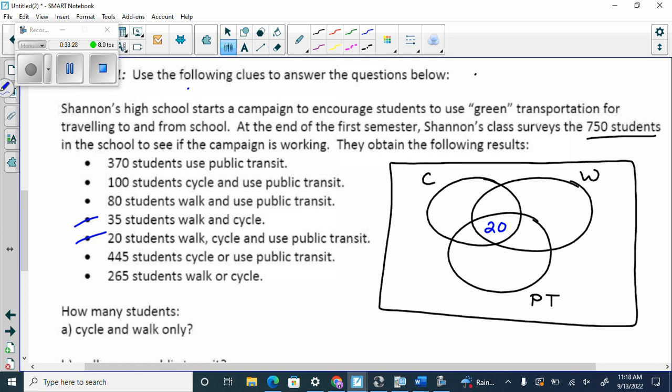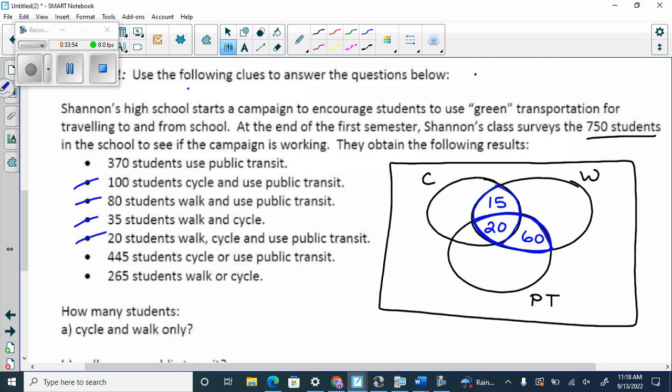So 35, cycle and walk. There's already 20 in there. So this is 15. I have to remember to subtract. Then 80 students walk and public transit. 80 walk and public transit. Doesn't say only, so in this eyeball, I'm going to have 80. I already have 20. So I have 60 who walk and public transit but don't cycle. We said that way.